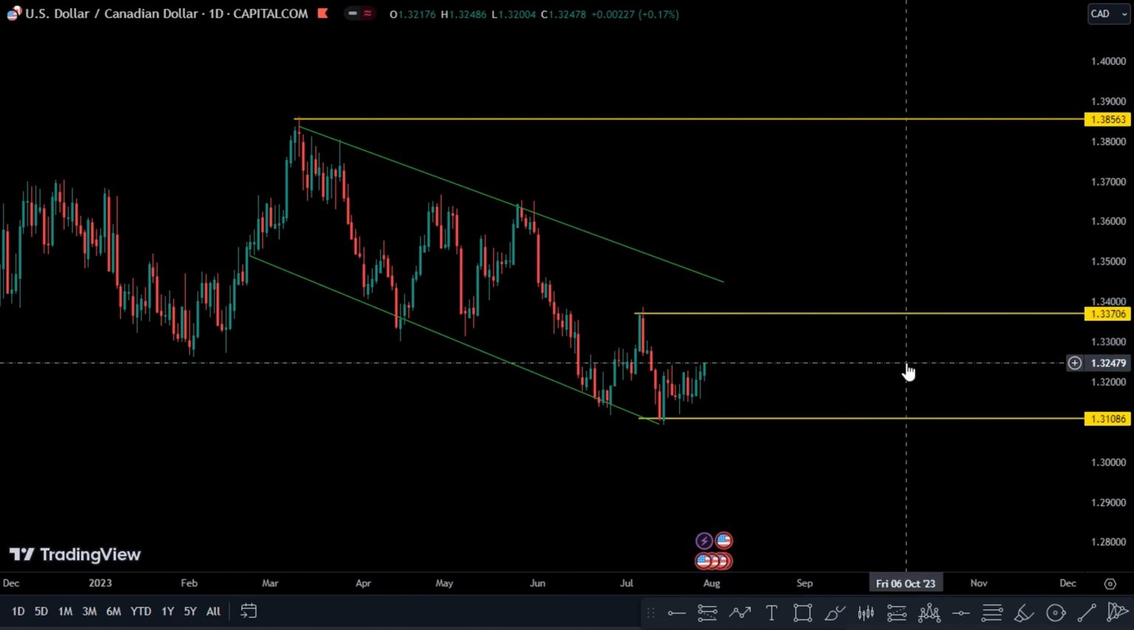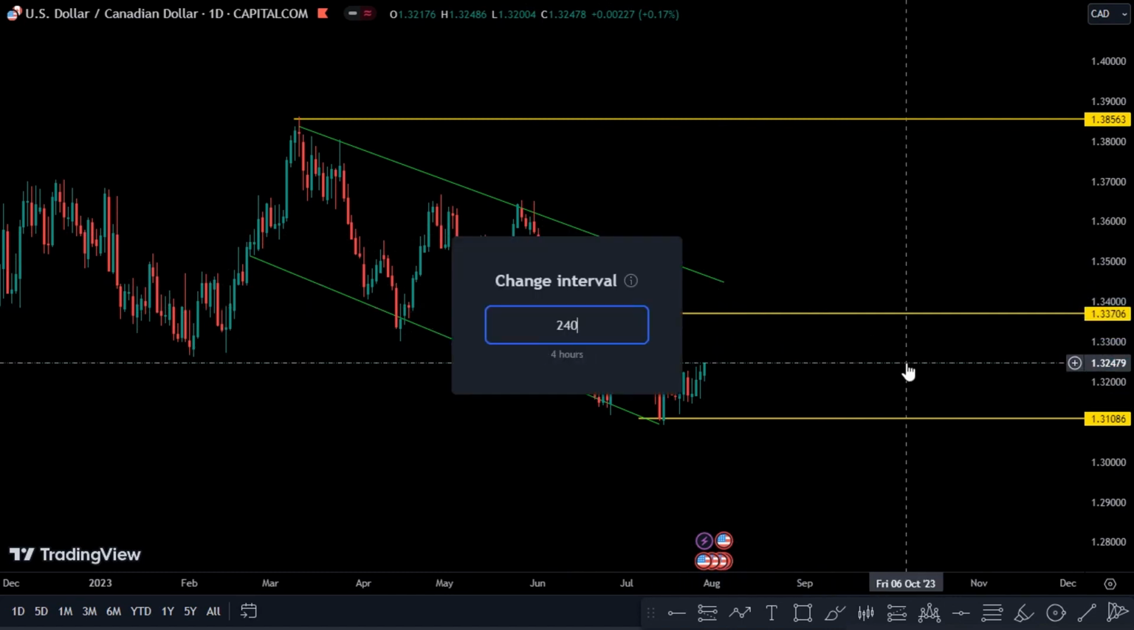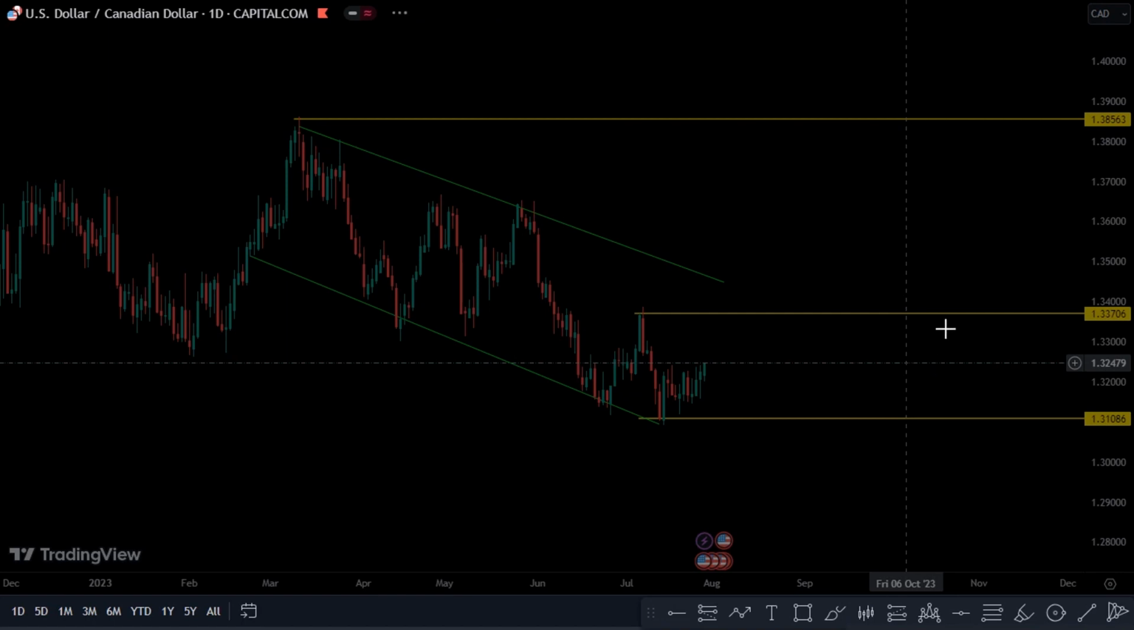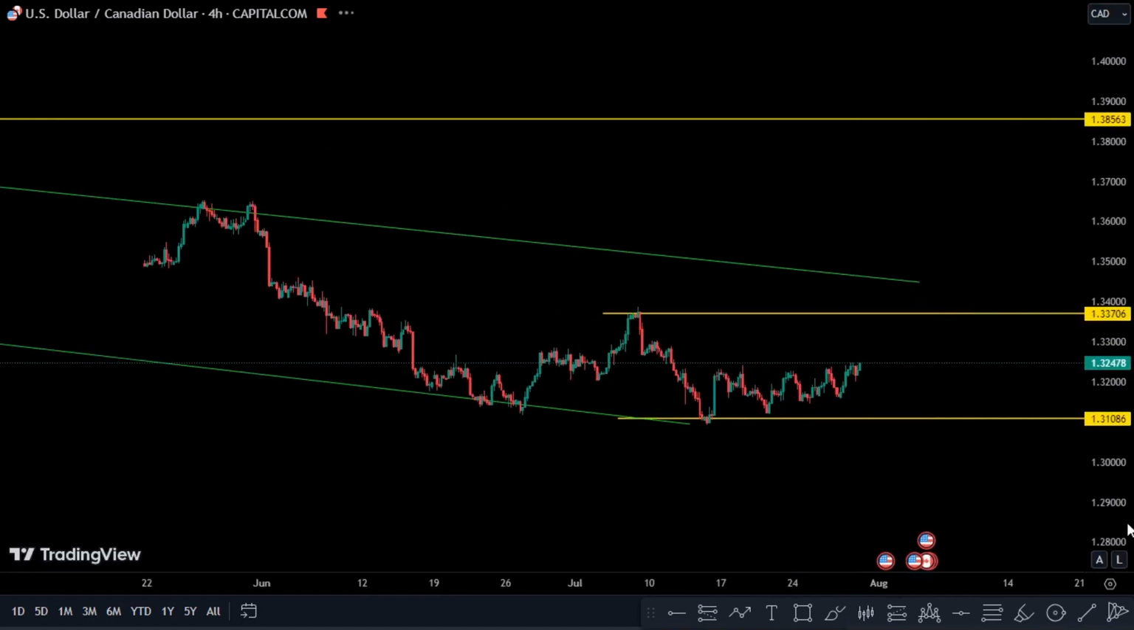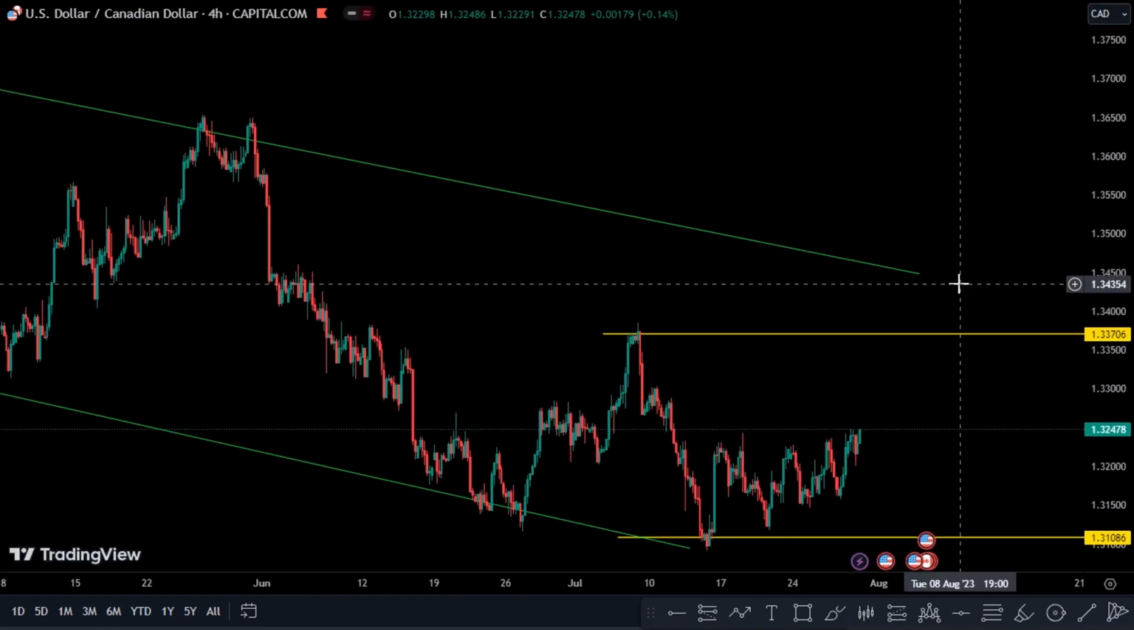Okay, so then afterwards, once we've highlighted all of that, we switch to our 4-hour time frame, and then we get a closer perspective as to what exactly is the market doing.